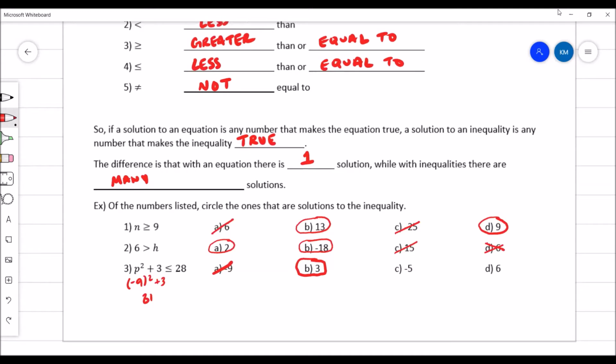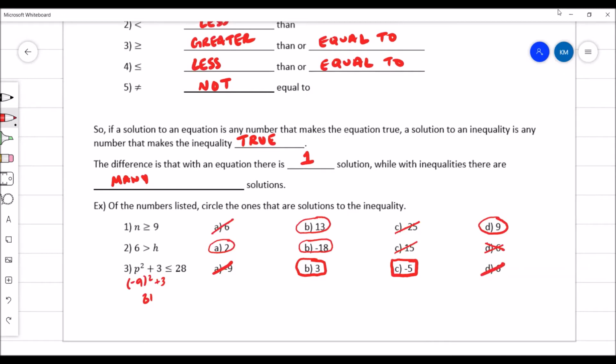Negative 5 squared is 25. 25 plus 3 is 28. So it's equal to, and so that fits. And then 6 squared is 36 plus 3 is 39. That's greater than, doesn't fit.